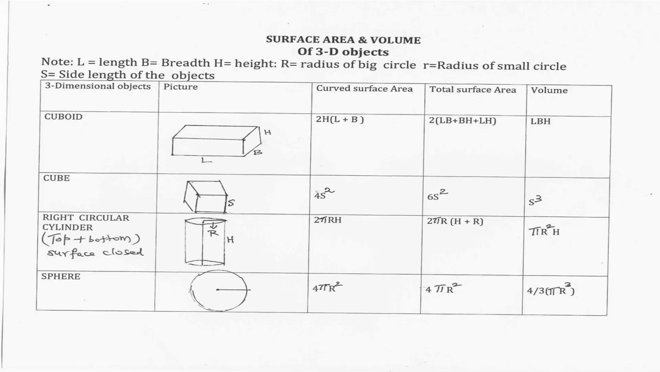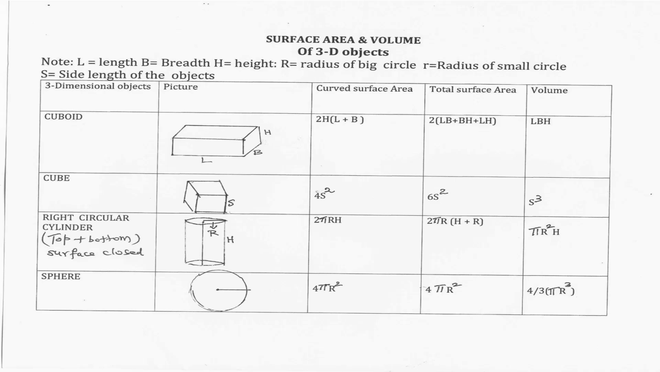Now we shall deal with three-dimensional objects that include cube, cuboid, right circular cylinder, cones, which have length, breadth and height. We will also deal with the combination of 3D objects. Now let us look at this slide first.